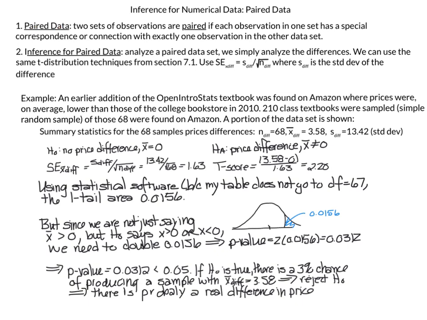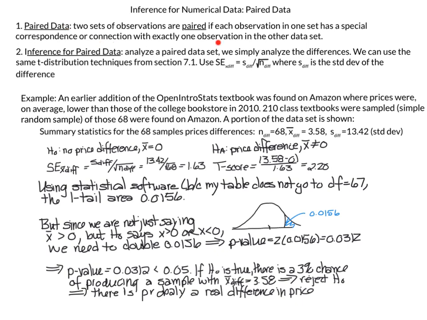Two sets of observations are paired if each observation in one set has a special correspondence or connection with exactly one observation in the other data set. An example is comparing Amazon prices to prices in a college bookstore. We will then talk about inference for paired data.